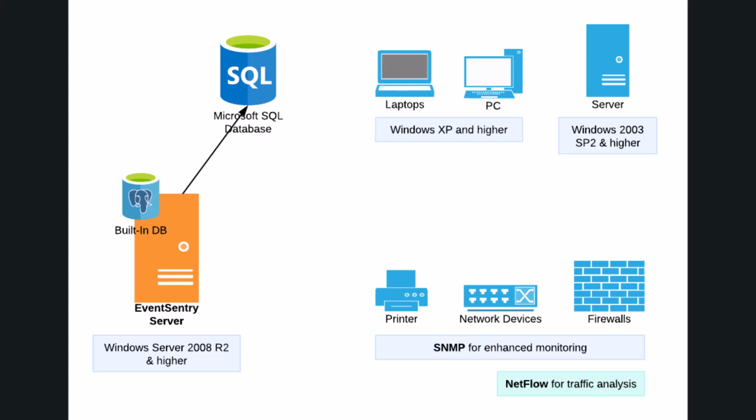EventSentry supports version 1, version 2C, and version 3. And for NetFlow, of course, for that to work, the firewall or switch will have to support the NetFlow protocol. We support NetFlow version 1.5.9 and IPFIX. And those are pretty much all the requirements that we have.